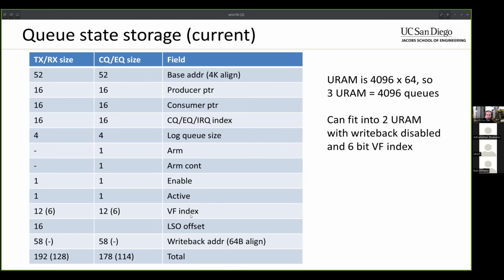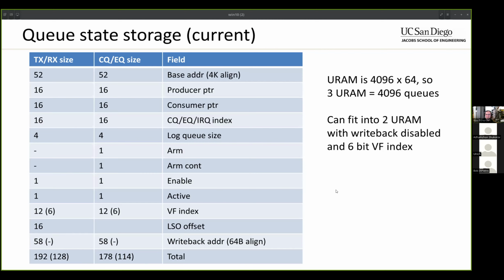Let's see, what do we have down here? Then we have the VF index. I was able to fit 12 bits for VF index, which I think is about the max you would ever need. LSO offset, we can fit 16 bits in here for the TX and RX queues. And then the write back address, we make that 58 bits and force a 64 byte alignment, then we have exactly 192 bits, which is 3 ultrarams. And then for the CQ and EQ, it's 178.